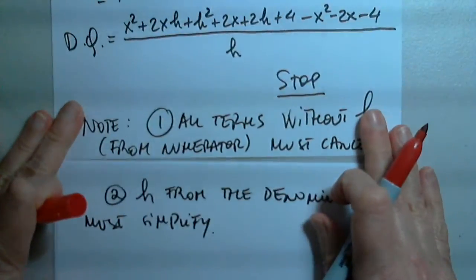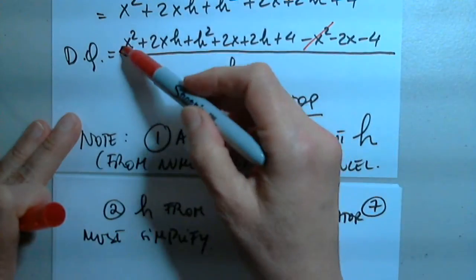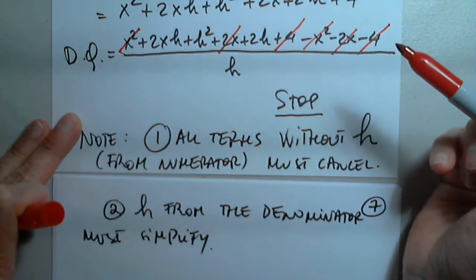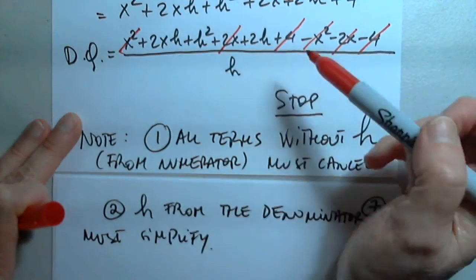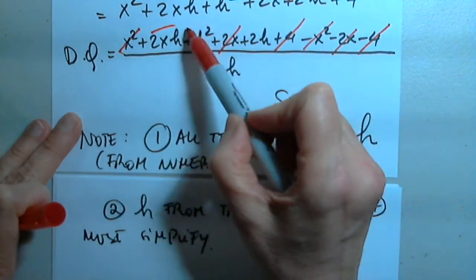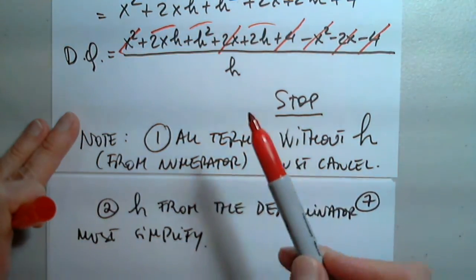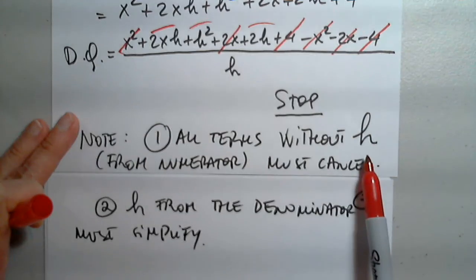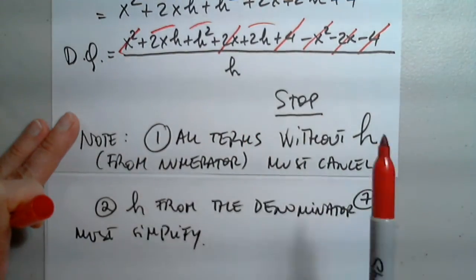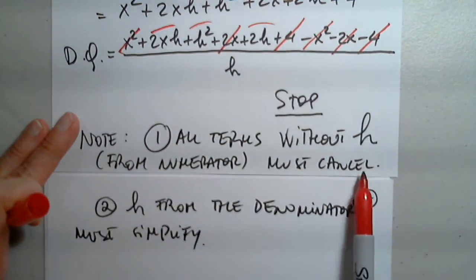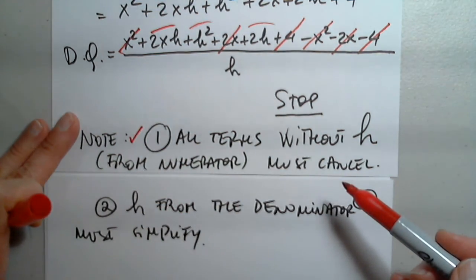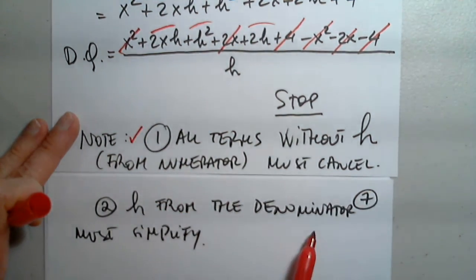Let's take a look. Negative x squared, positive x squared, negative 2x, positive 2x, negative 4, positive 4. How many terms are left at the top? 3. Very good. All terms without h cancel out, all of them? Yes, so all terms without h went away. Good. So now h from the denominator.